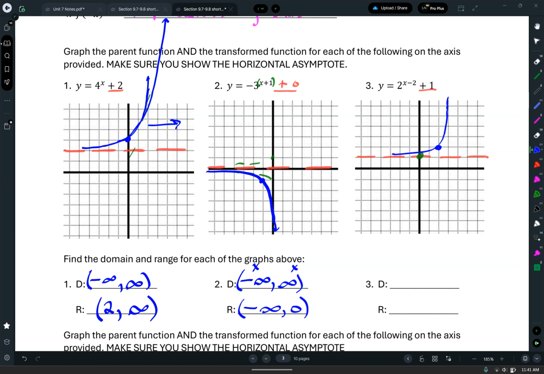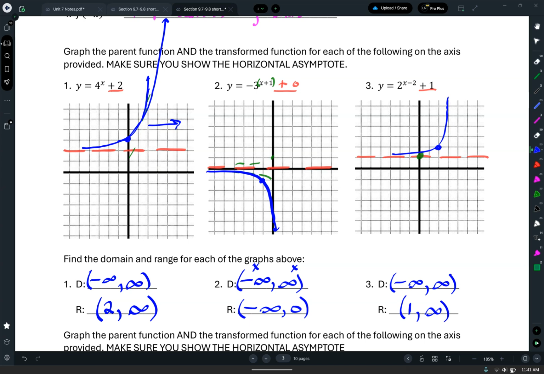And then number 3, okay, domain, how far to the left? Well, negative infinity. How far to the right? Even though it shoots up, it's gradually moving to the right, so it's going to positive infinity. For the range, the lowest is 1, but it doesn't touch 1, and the highest is infinity.